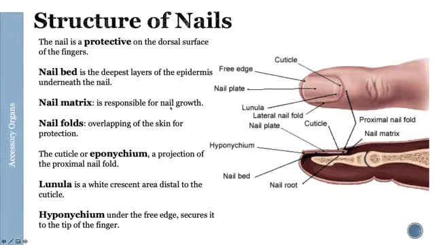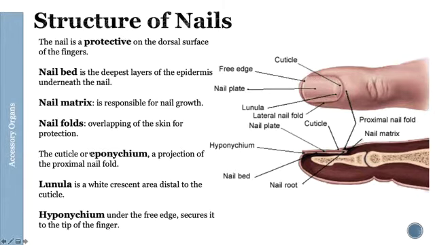Just like the hair follicle produces the hair, the nail matrix on the deeper side, the more proximal side of the nail, is responsible for producing the keratinized cells that make the nails. We have nail folds, which are overlappings of the skin for protection, and we can see them here on the sides of the nail. They're basically sealing off the space underneath the nail.